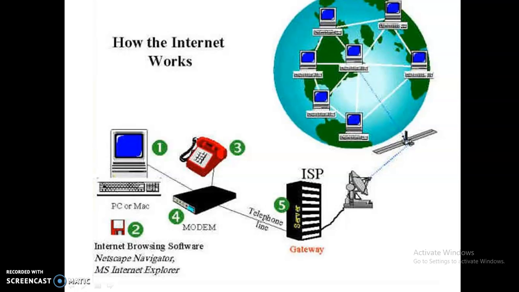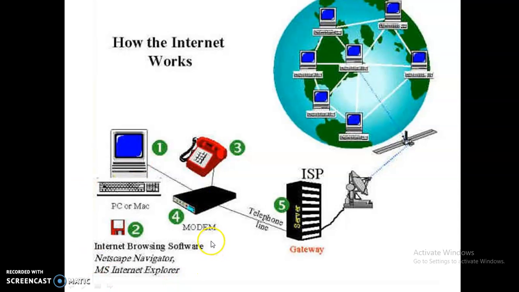So how does the internet work? For example, if you take a PC, the personal computer or laptop, anything, your mobile phone, it is connected to a telephone line as well as the modem. The purpose of the modem here is to modulate and demodulate the signals, because the computer uses digital signals, but the telephone uses analog signals. So you have to convert digital to analog and analog to digital signals. For that purpose, the modem plays a key role in the internet.